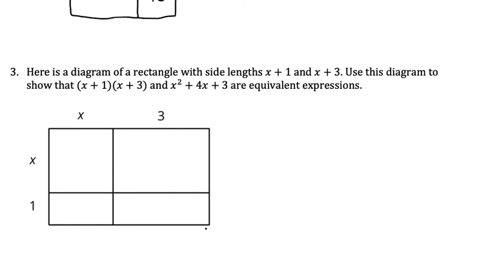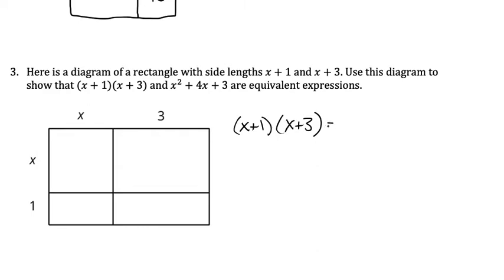Question 3, now we're looking at a bigger rectangle that has side lengths of x plus 1 and x plus 3. And we want to show that (x plus 1) times (x plus 3) and x squared plus 4x plus 3 are equivalent. So again, we're going to find the area of each of these smaller rectangles and add them together to get the area of the whole rectangle. The whole rectangle has an area of (x plus 1) times (x plus 3), because it's this side times this side.